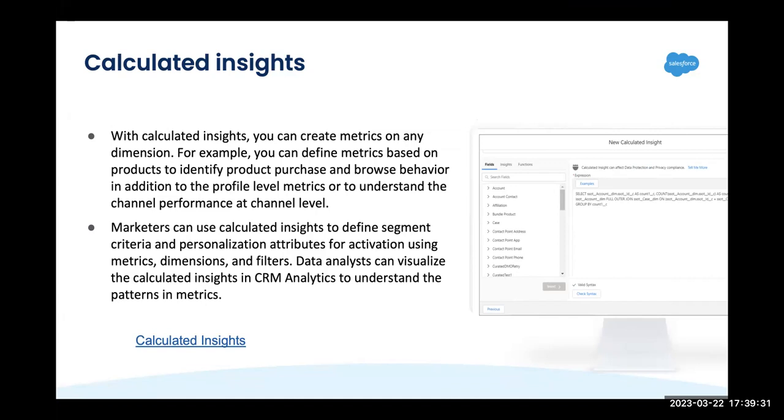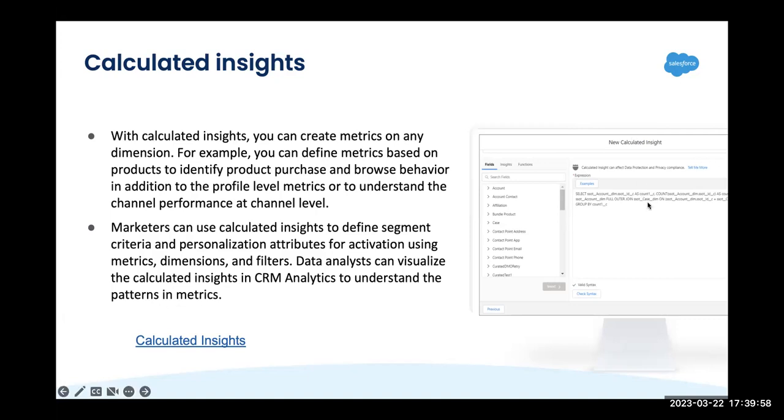If you look at the data coming from your engagement from Marketing Cloud, you're getting data from your personalization platform, you're getting data from B2C Commerce Cloud, Loyalty Cloud, and all this stuff. So you can create a lot of metrics with all this data via data model objects. And then the marketers can use these calculated insights to define the segment criteria, and they can use the same for personalization attributes for activation using metrics, dimensions, and filters as well.